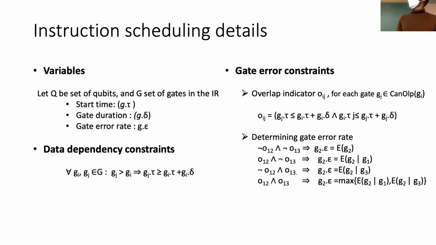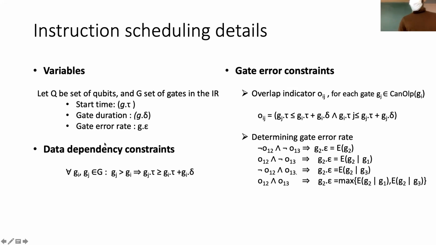So this intelligent scheduler, this instruction scheduling detail, works like this. We have a set of qubits and a set of gates in our instruction. We have three variables: the start time, the gate duration, and the gate error rate.